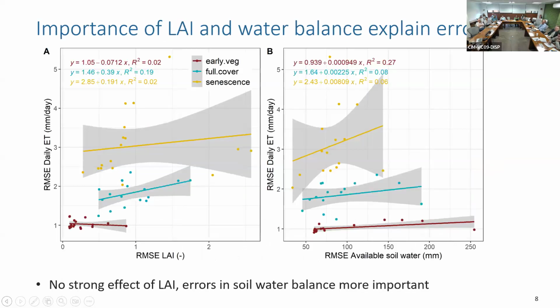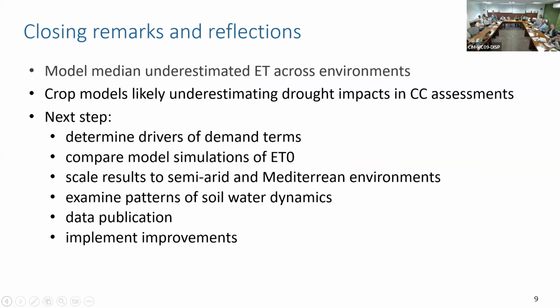I won't go into this, just simply to say we don't see super strong relationships with either LAI or the available soil water. We have really not dug in enough to this information on the water balance yet, but with this importance of the demand terms, we're not so surprised by this at this point. I think I'm at the end. Our models are, on median, underestimating ET across environments. And here I have to give a caveat. I just saw the soy team, they did a study in a humid site in Canada, and they found the opposite effect.